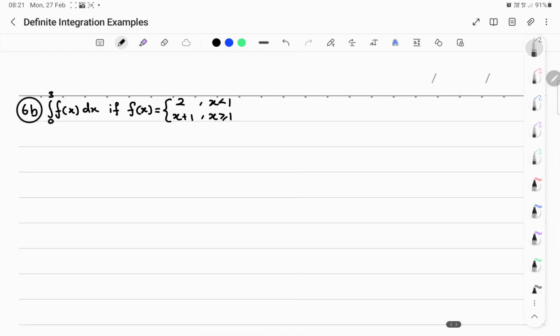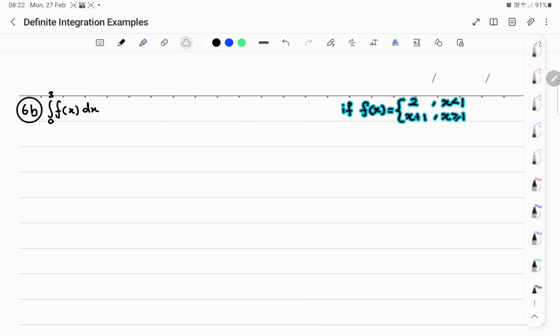Okay, so that's for the first one. Let's go for the second one over here. So we have to find this integration with f(x) being a piecewise function. First things first, let's move this piecewise over there, and then I put an equal sign over here. So what should we do?